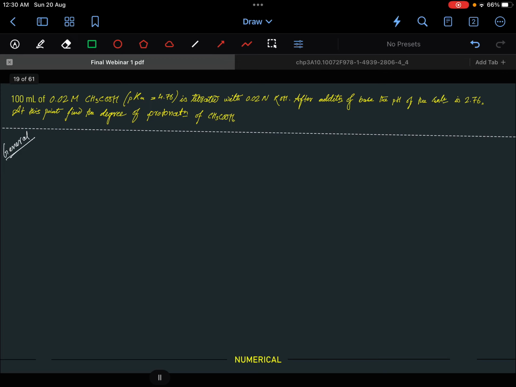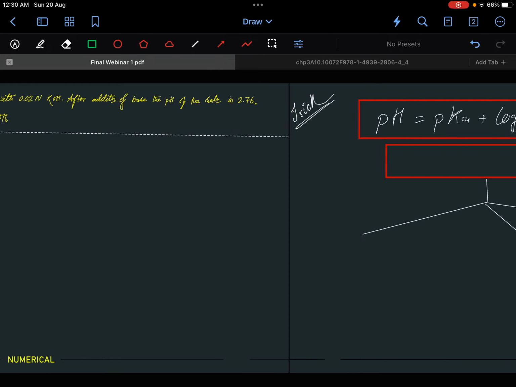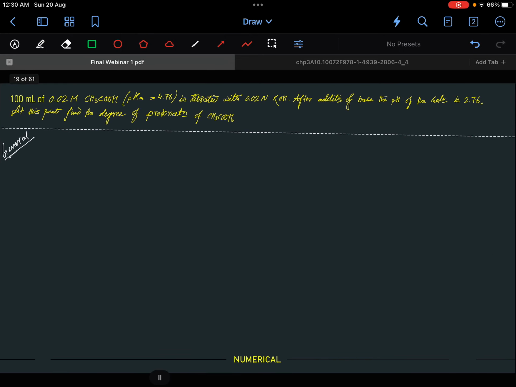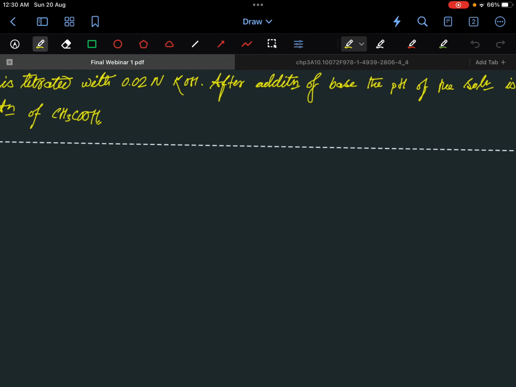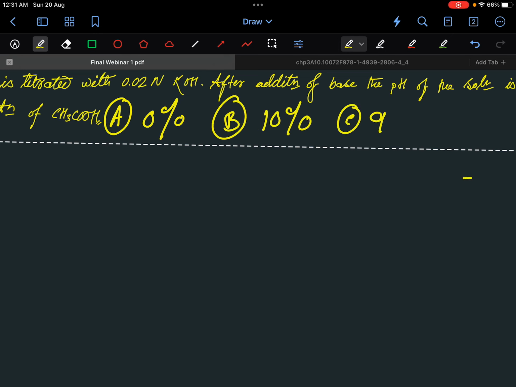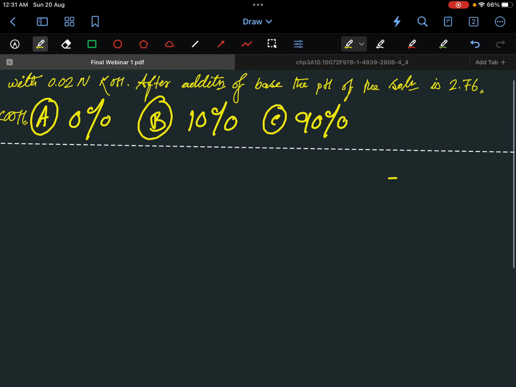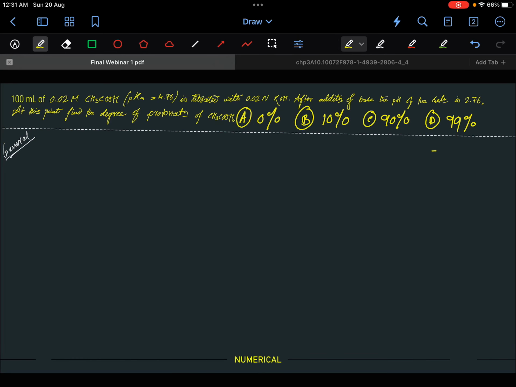Okay, so let's solve this problem. There are two ways of solving this problem. One is the general way and another is a trick way. I will show you the trick after I discuss the general one. So let me give you some options for this question. Option A is 0%, option B is say 10%, option C is 90%, and option D is 98%. Okay, now let's start solving the question.